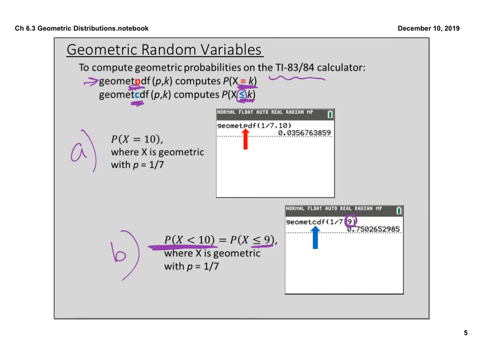So go back into second distribution. This time I'm going to use geometric CDF, which is the very last option. My probability is still 1/7 on each individual trial. And this time my X value is 9 because I have 9 failures before I get that 1 success. And there's that 0.750. Okay, so really, really nice to have this tool that will do things for us.